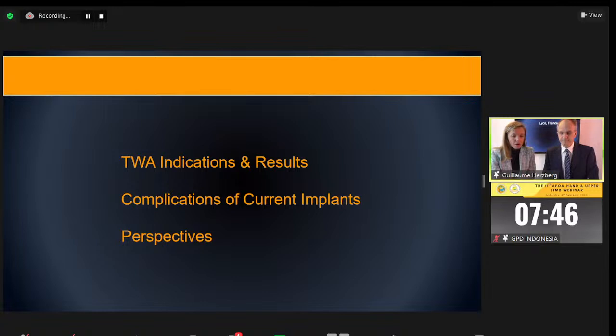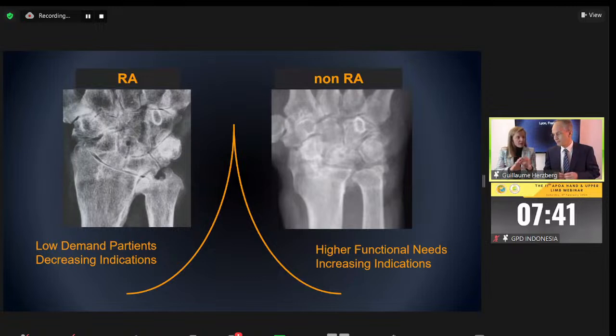But first of all, we have to divide two kinds of patients for these arthroplasties. We should never, ever forget that these are different patients, the rheumatoids and the non-rheumatoids. In many series and many papers, they are mixed together, and it's not a good idea. To remind, there is the low-demand patient, and those indications are decreasing with rheumatoid arthritis, with the new medical treatment. On the other side, the non-rheumatoid patients, who of course have higher functional needs, and there are some increasing indications for those patients.